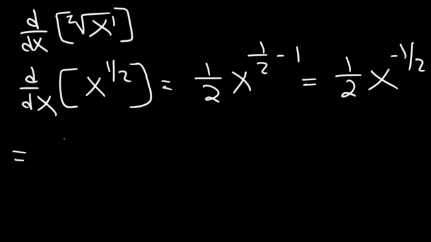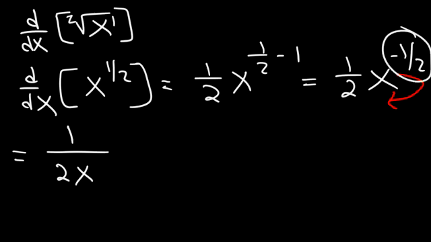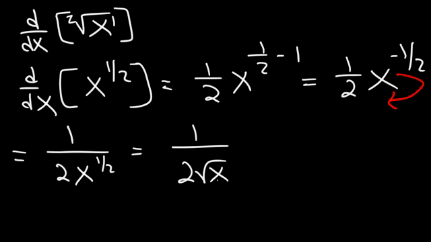Now, whenever you have a negative exponent, you need to move the variable to the bottom of the fraction. So we're going to put x in the denominator of the fraction. So the exponent will change from negative 1/2 to positive 1/2. And recall that x to the 1/2 is the same as the square root of x. So at this point, we can replace x to the 1/2 with the square root of x. And so this is the first derivative of that function, the square root of x function.